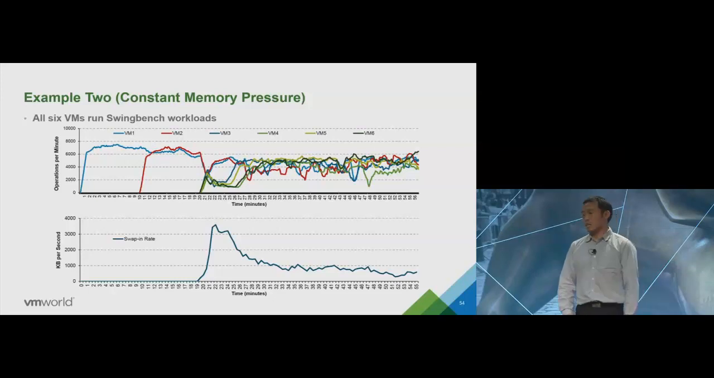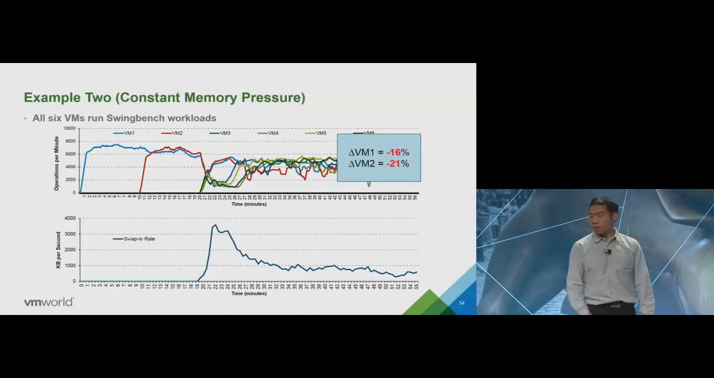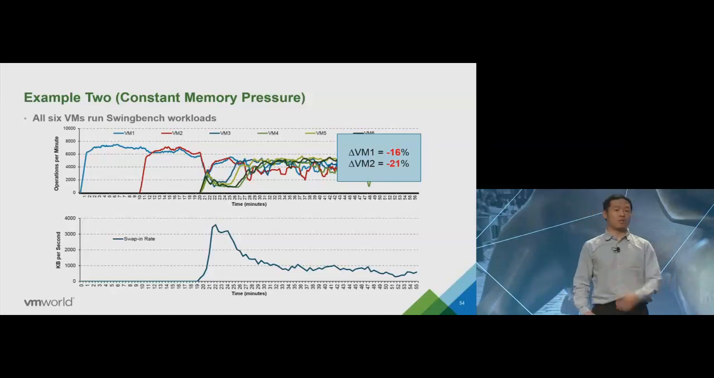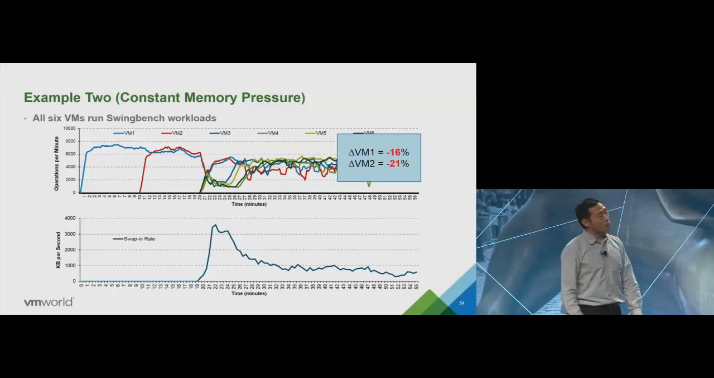As you can see, the host shows a very constant swapping rate. By looking at the performance of VM1 and VM2, you will see very high performance degradation due to the swapping. So the key point here is that you can use the swapping rate as an indicator of whether your host has a memory problem or not.